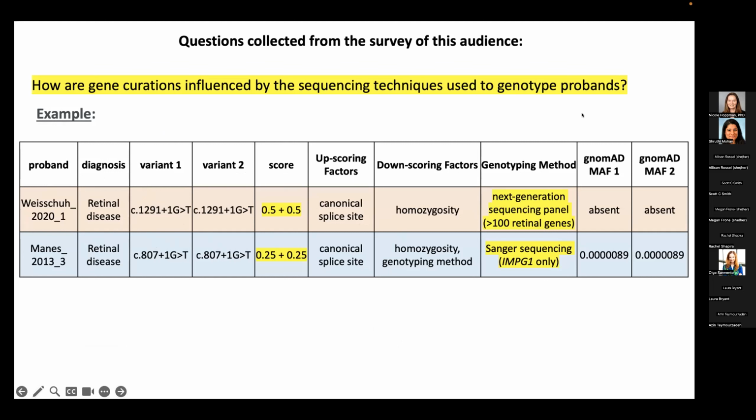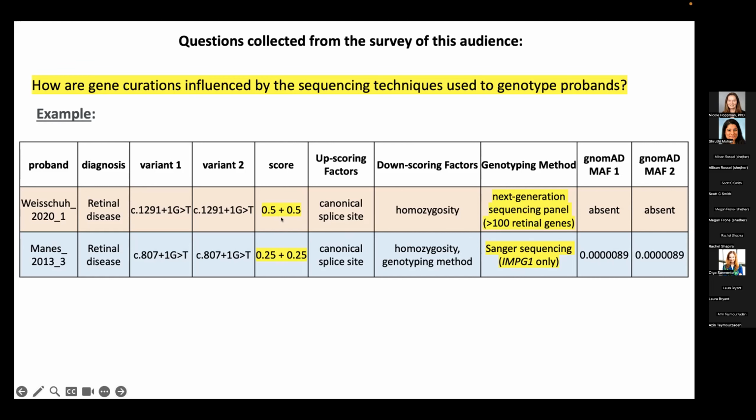The biggest difference, right, is highlighted in yellow. One of them was sequenced by a next generation sequencing panel. We know that there's more than 100 retinal genes that were examined, the best of the bunch. And among those 100 or so, the one that stood out to the authors was this particular gene, IMPG1. In the lower patient, they've been Sanger sequenced and they focused on that one gene only, and they happened to find something there.